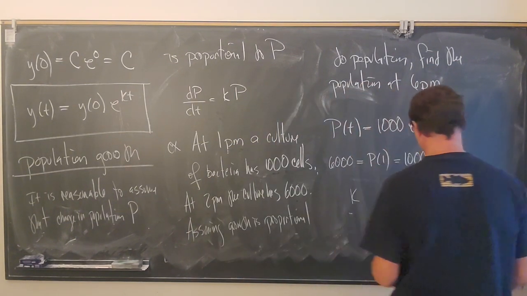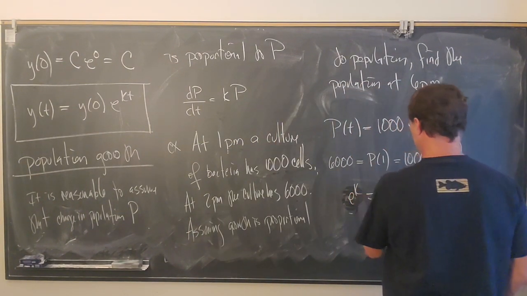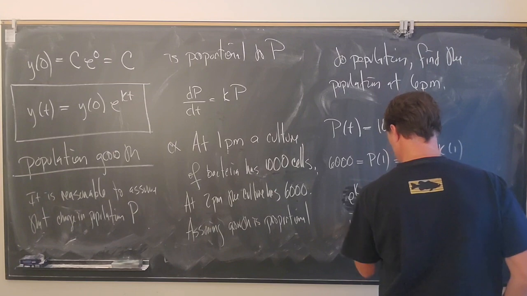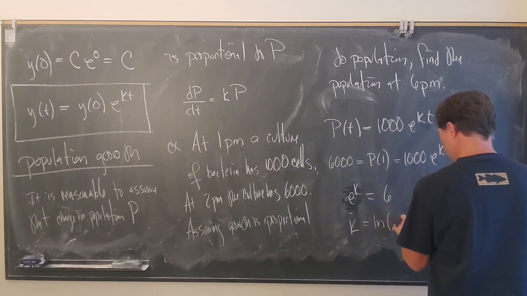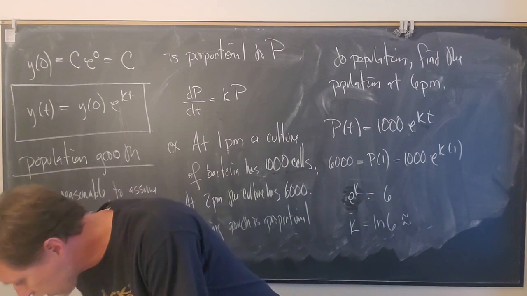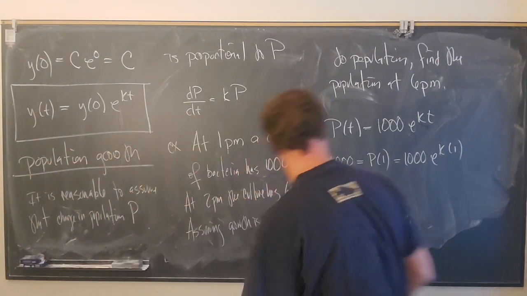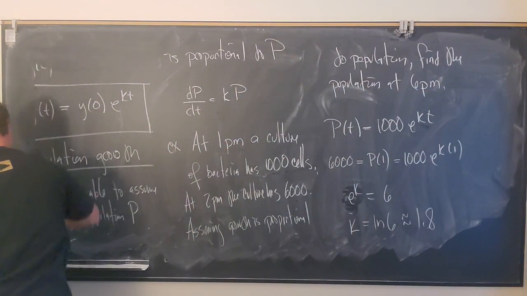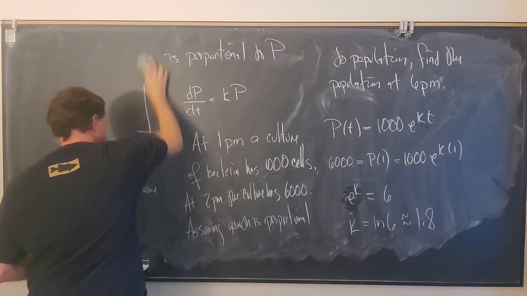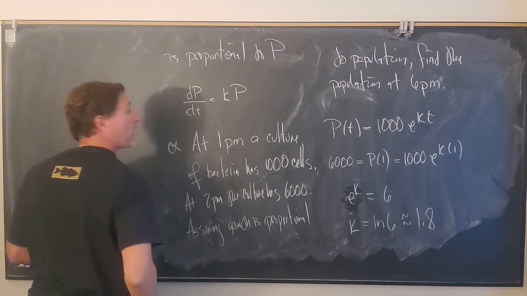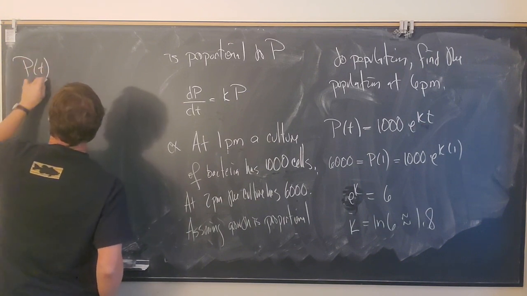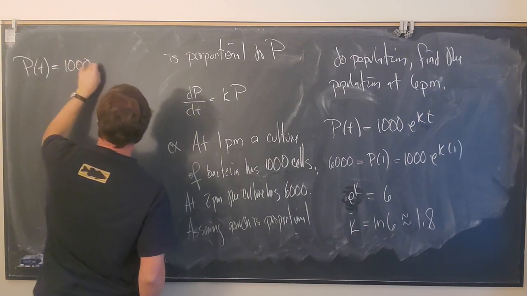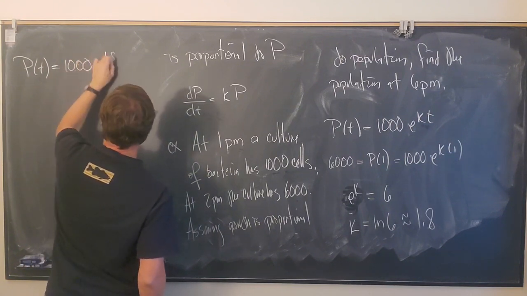If I solve, e to the k is equal to 6, which means that k equals natural log of 6, and that's about 1.8. So we have an equation that models the growth of this particular colony of bacteria, and it goes like this. At any time, the population at time t is going to be 1,000, that's the initial population, times e to the 1.8t.